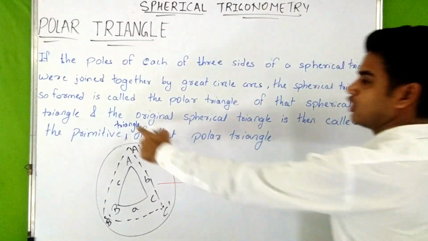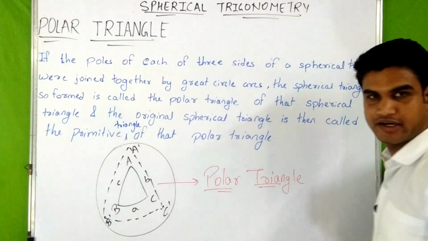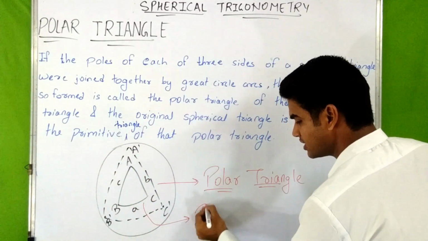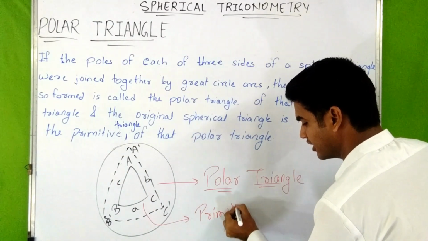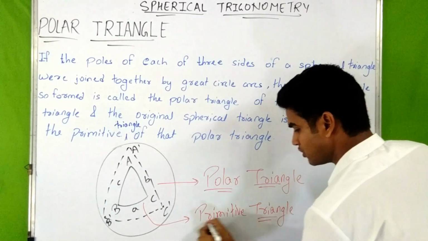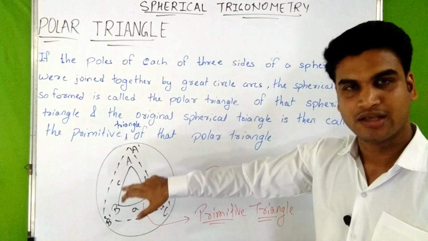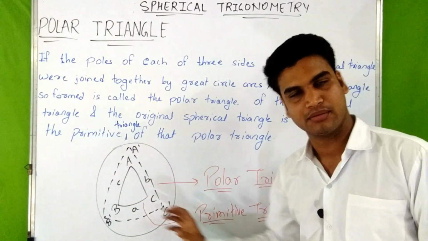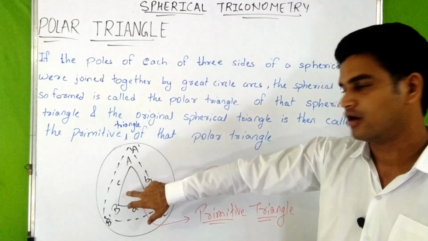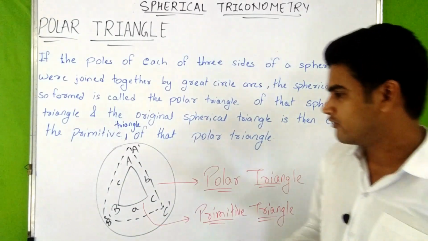We also know that the original spherical triangle is called the primitive triangle of that polar triangle. So this original spherical triangle inside the polar triangle is known as the primitive triangle of this polar triangle, while the spherical triangle formed by joining the poles of the sides of this main spherical triangle is known as the polar triangle. So this is the diagram of a polar triangle.